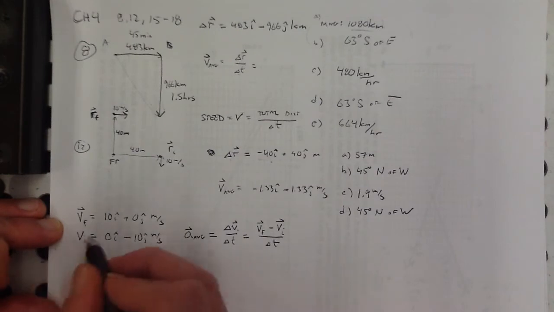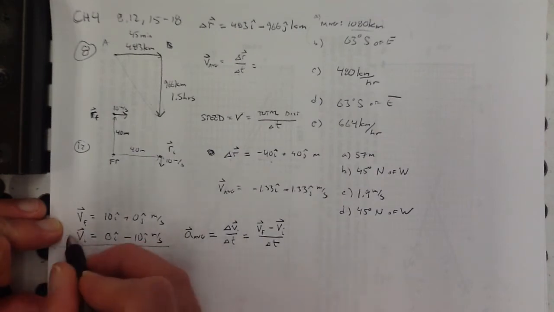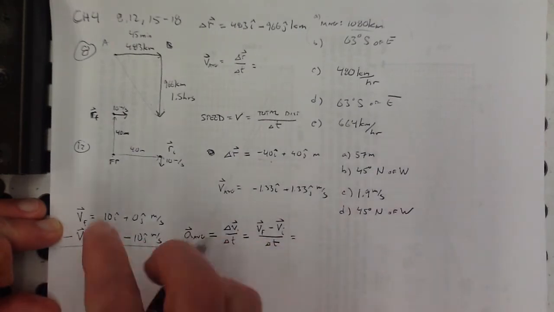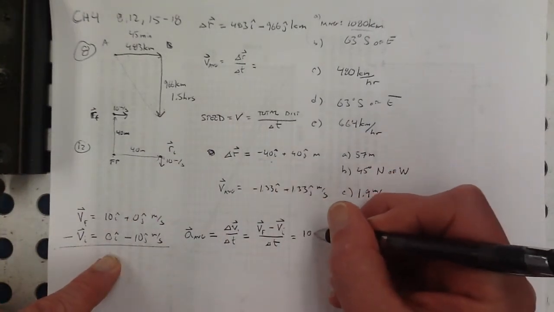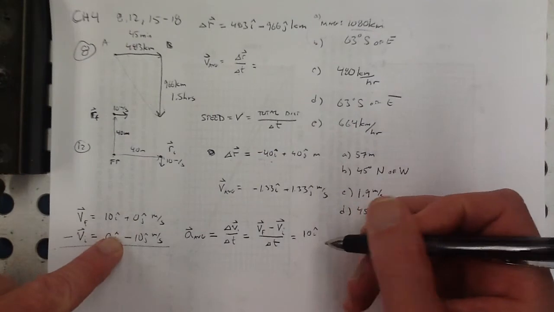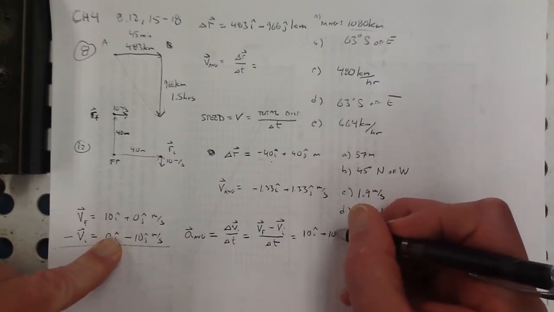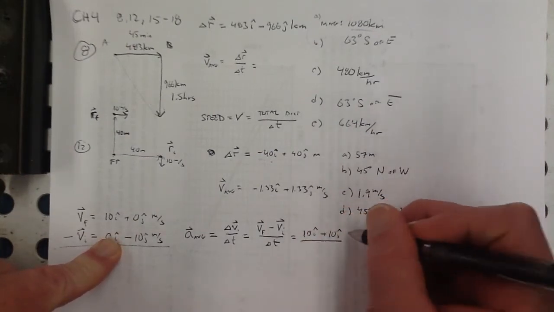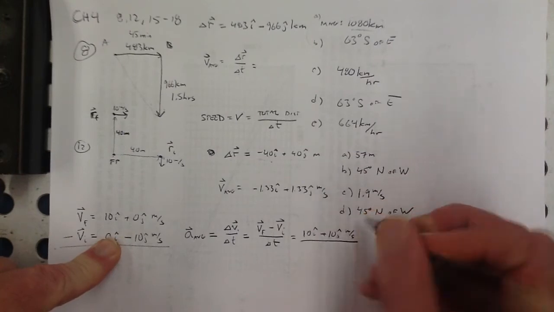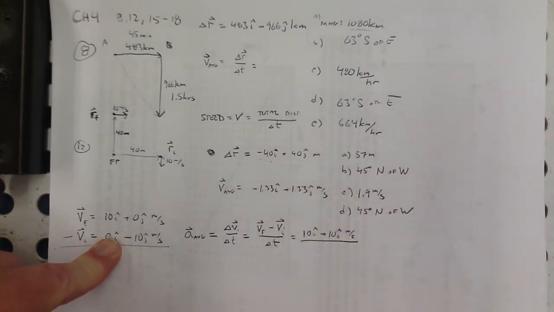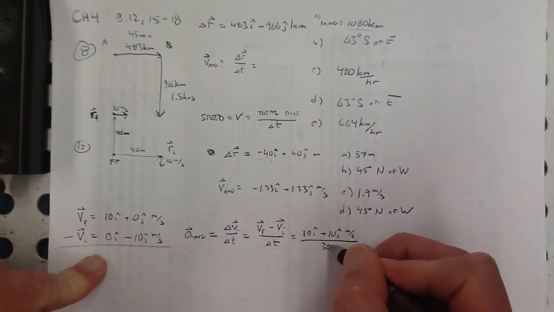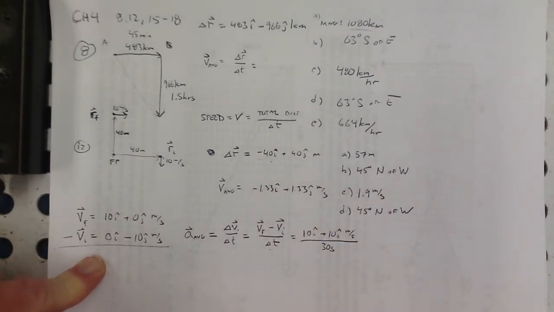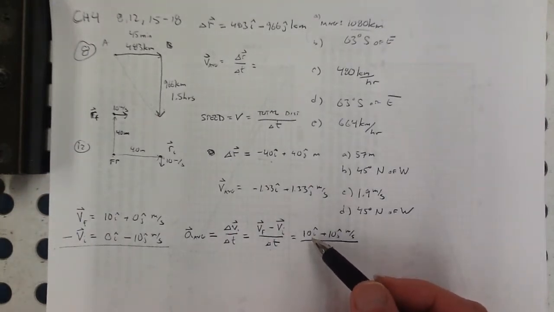So when I subtract those, here, 10 minus 0, that's 10i, 0 minus negative 10, plus 10j. That's the difference in velocities there, so that would be in meters per second, over the time interval, which is 30 seconds.